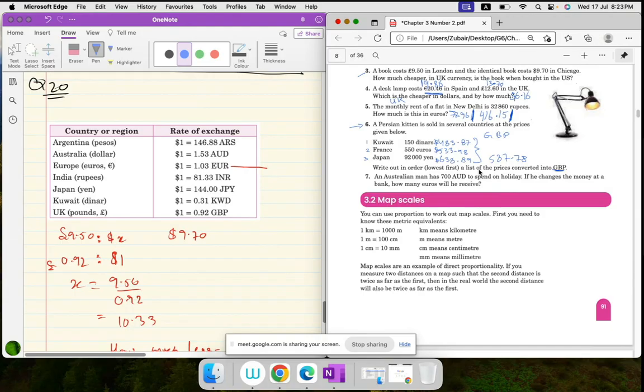533.98 times 0.92 is 491.26, and the first one, 483.87 times 0.92, is 445.16. So the order definitely won't change. These are prices in dollars and these are in Great British pounds.